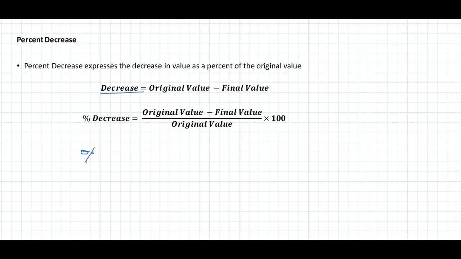Another way of writing percent decrease is the decrease, which is your original value minus your final value, divided by your original value. Your original value is your starting point. You want to find out the percent in relationship to where you started from. So this is your percent decrease: the decrease divided by the original value, multiplied by 100.